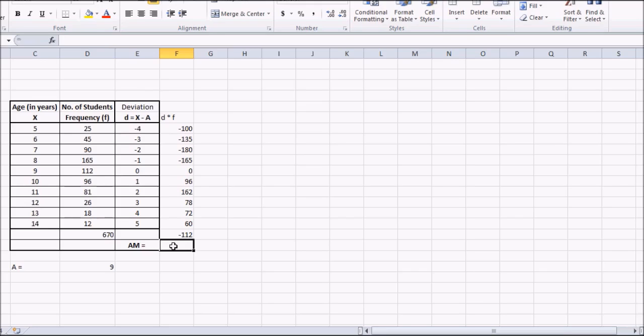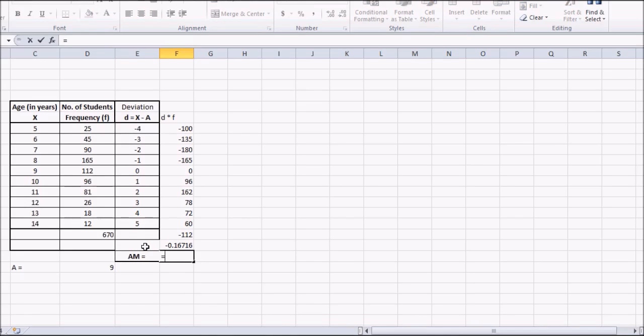So what we do here is, let me do it step by step. First step, we find the ratio of summation of d into f, divided by summation of frequencies, and this happens to be minus 0.0167. This is of course not our arithmetic mean. Because we are doing step by step, the arithmetic mean would be a plus that ratio.